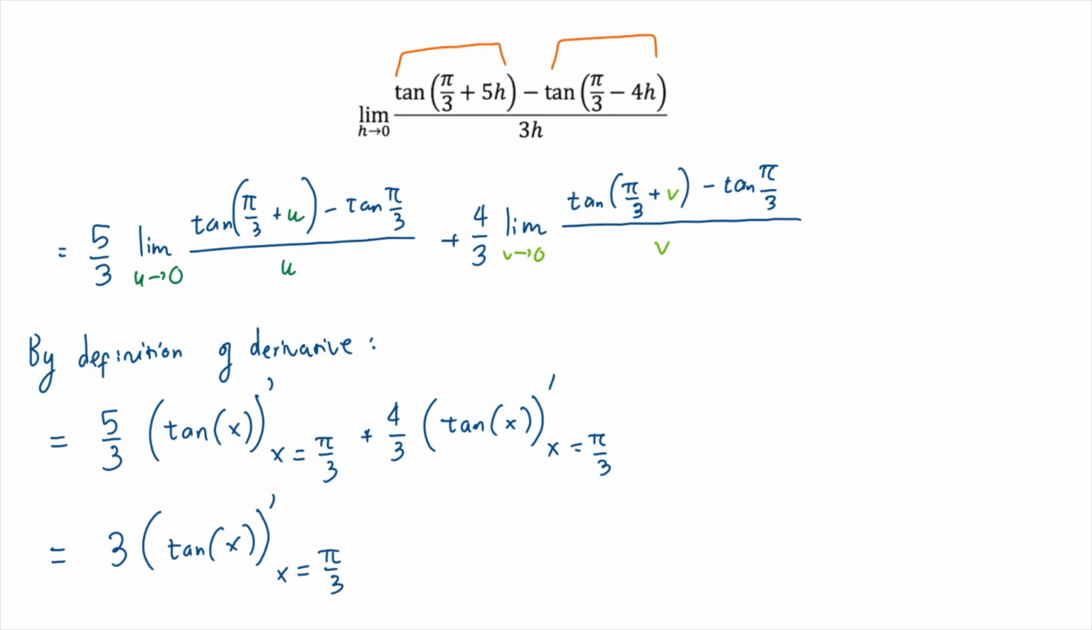Simplifying, this is the same as 3 times the derivative of tan x at x equals π/3, which is the same as 3 sec²(π/3), which equals 3 times 2 squared, which equals 12.